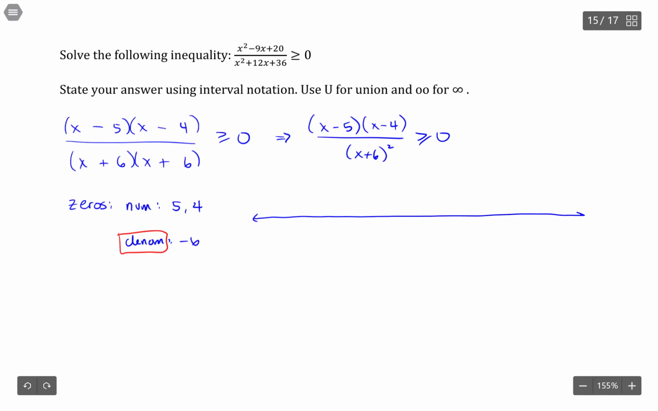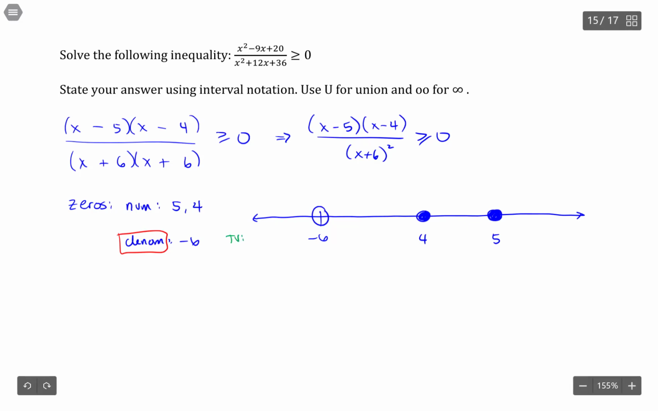So to start off, I'm going to put each of these zeros on a number line, just like if this was a polynomial inequality. They need to go in numeric order. So negative 6 is the smallest, and then 4, and then 5. No matter what, because negative 6 is a zero of the denominator, it cannot be included in the final answer, so I'm going to circle that and put an open circle for it. But for the final answer, I want values that are greater than or equal to 0. So the rational expression would be equal to 0 when the numerator is 0. So these values are fine and would be included in the final answer.